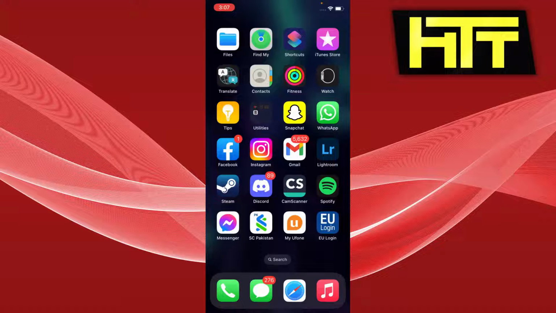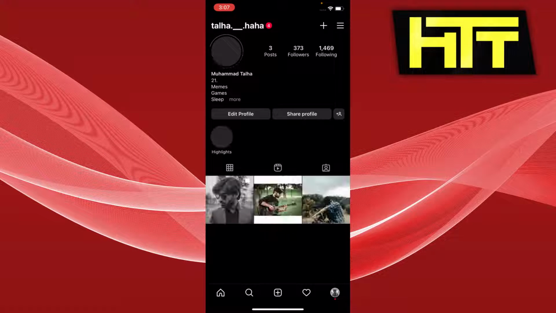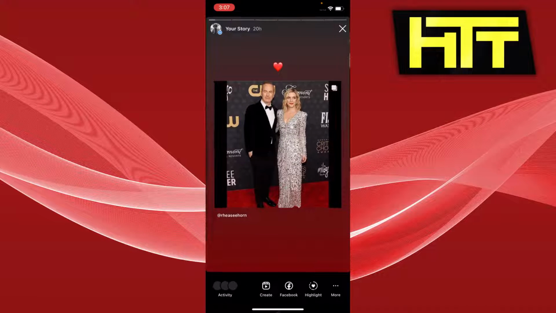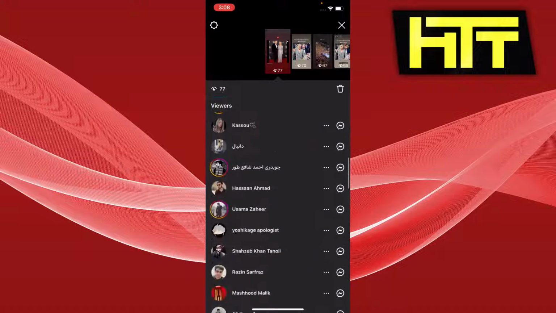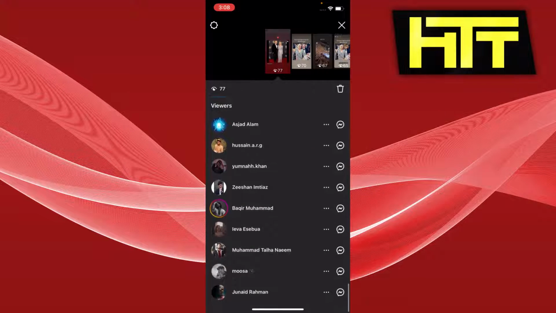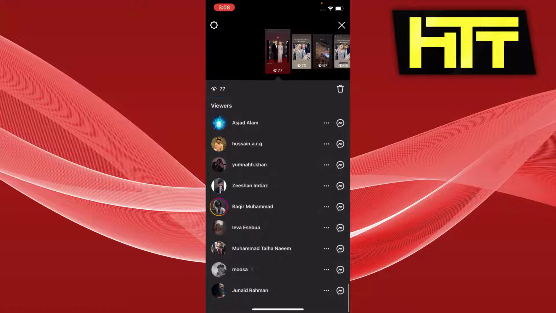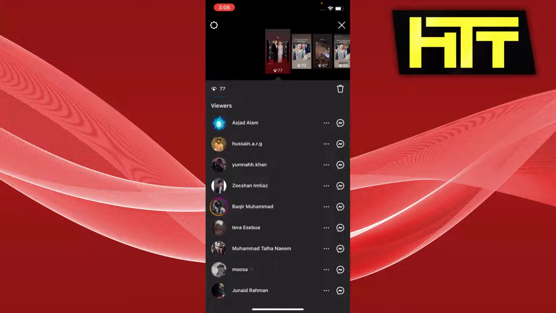So first of all, we can go to our Instagram, and let's suppose I go to my stories, and on the bottom left we have the views, who has looked at my story. Usually on the bottom there are some people that probably don't follow you back. So for example, let's just consider anyone. You can see that they follow me but I don't follow them back.